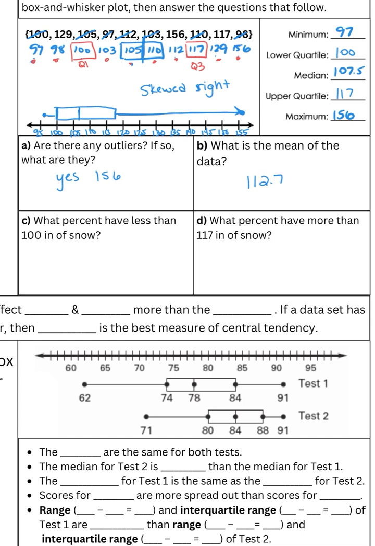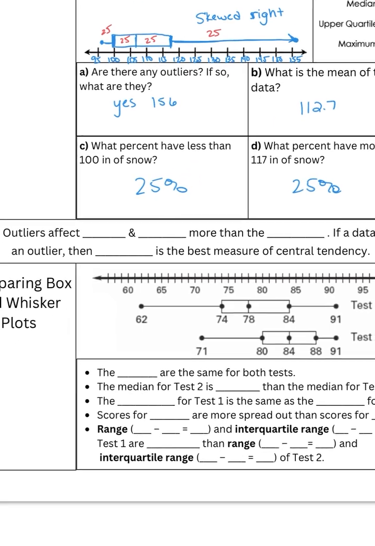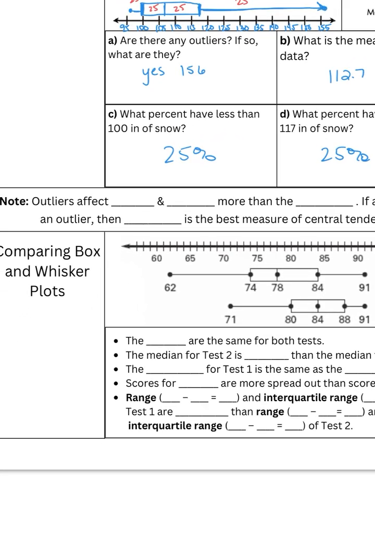So what percent have less than 100? So here's my 100. This side of my graph is 25%. Each section, remember, is 25% of your data. So less than 100 is 25%. And then here's my 117. So greater than that is another 25%. Sorry.